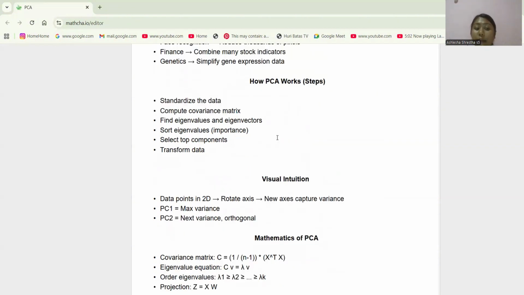PCA works step by step. First, we standardize the data so all the features are on the same scale. Second, we compute the covariance matrix to understand how features vary together. Third, we find eigenvalues and eigenvectors, which represent directions of maximum variance. Then we sort eigenvalues, select the top ones, and finally transform the original data into the new principal components.